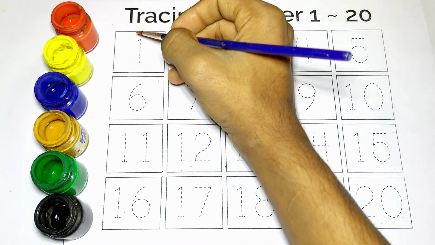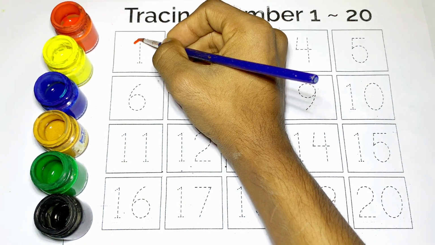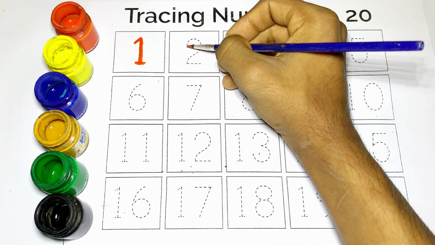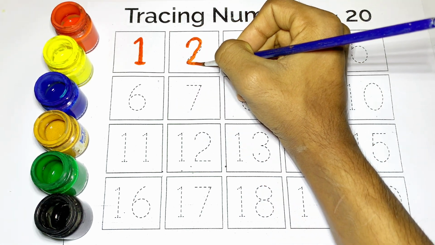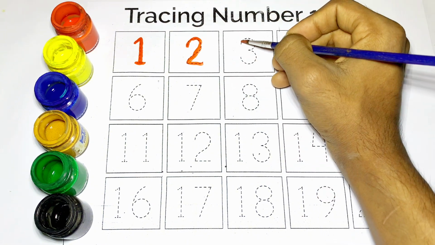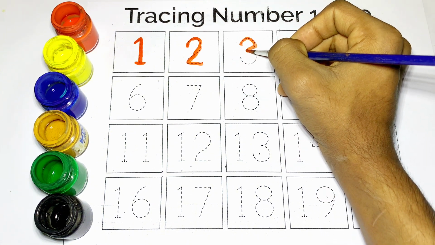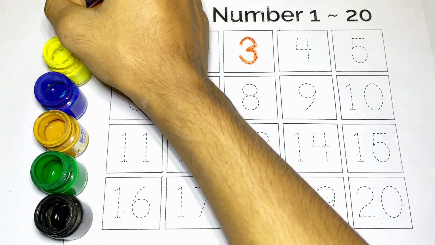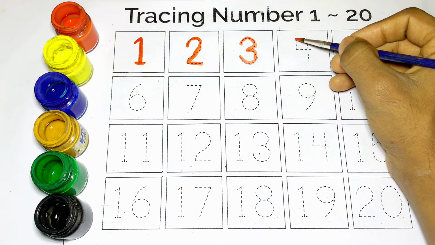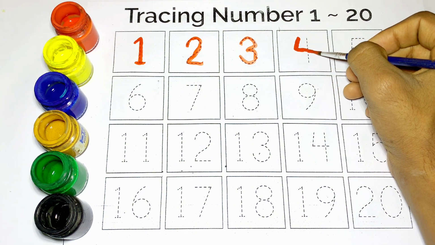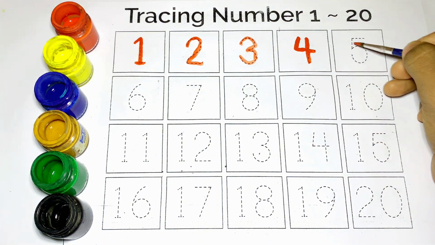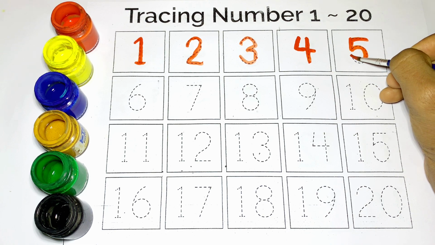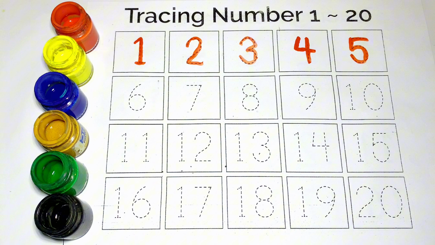Kids, first draw 1 and use red color. O-N-E, 1. T-W-O, 2. T-H-R-E-E, 3. Kids, again use red color and draw 4. F-O-U-R, 4. F-I-V-E, 5. Kids, now draw 6.